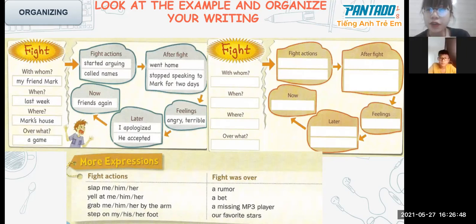Okay, so now it's time for you to practice. Can you see the table here? So we have more expressions that you can use. Can you see it? Here, the more expressions table. So we have the fight actions: slap, yell, grab, step.